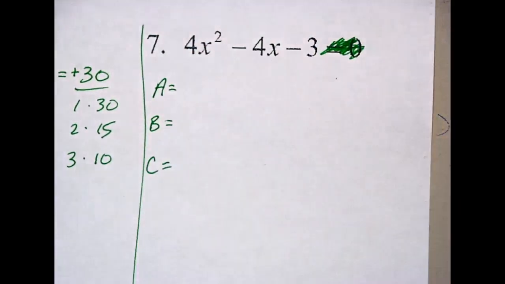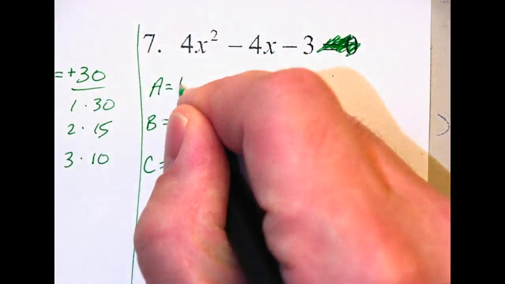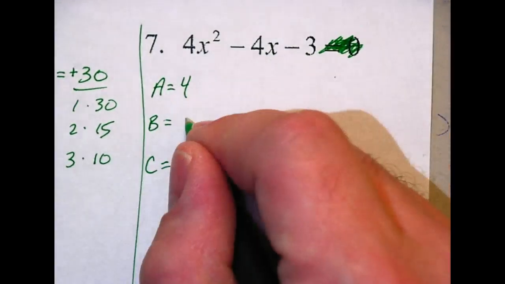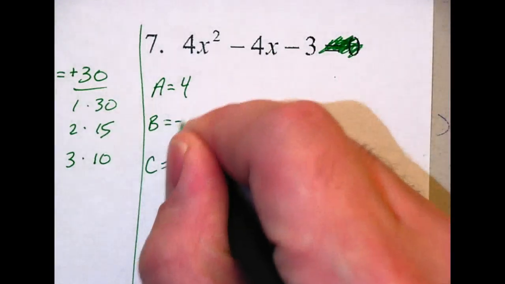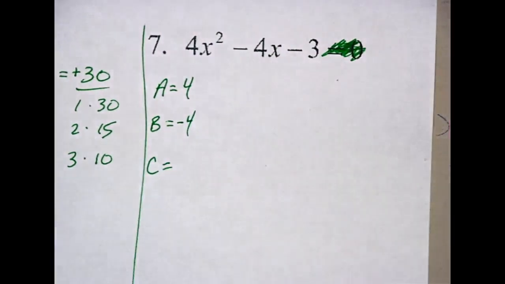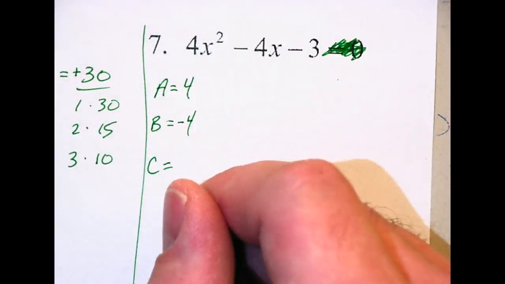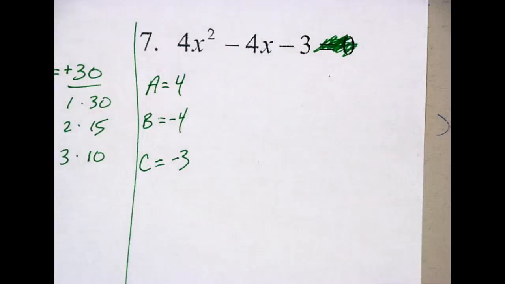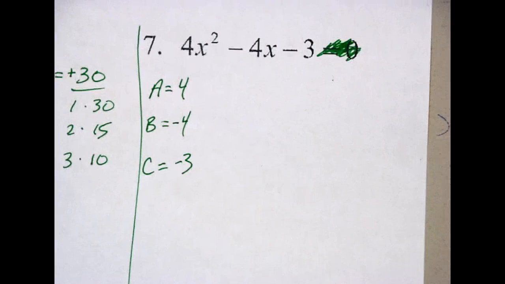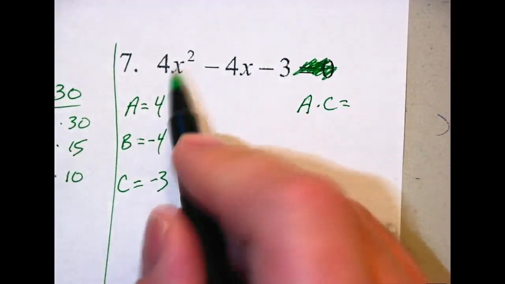All right, Asher. What's A? 4. Burley. What's B? 4. Whew, that was a close one, man. All right, cool. What's C? Negative 3. I know it doesn't start with C. Cool. That's all right. All right. Next step, A times C. A times C is?